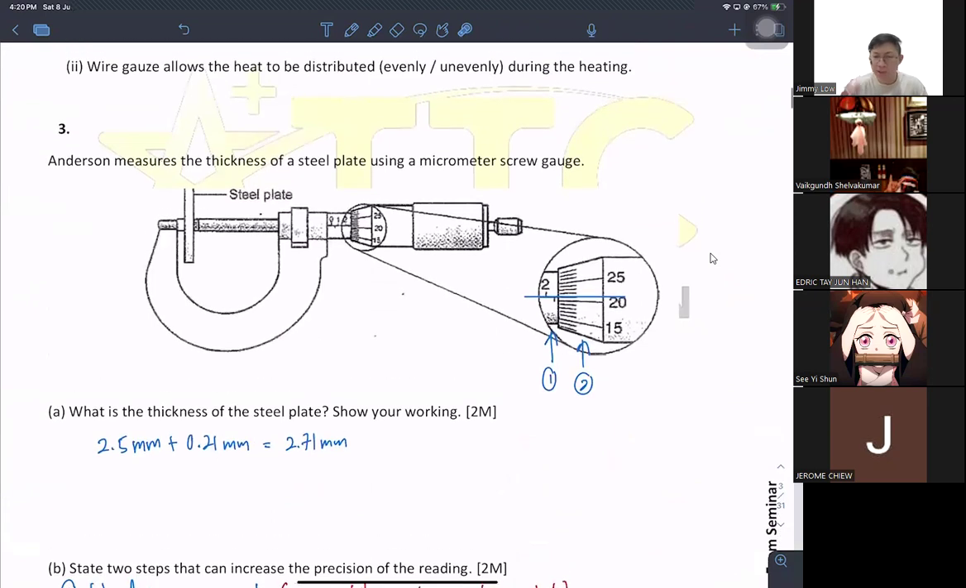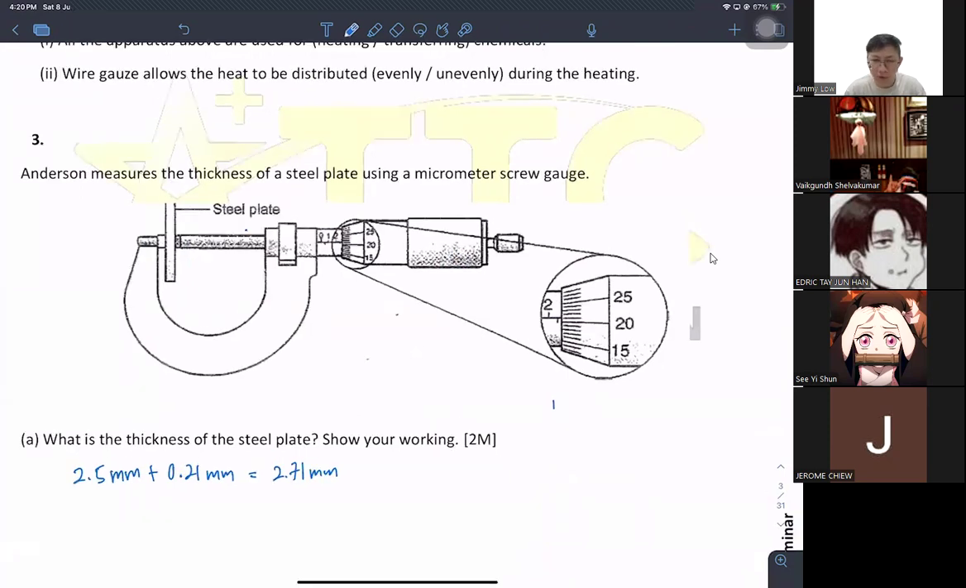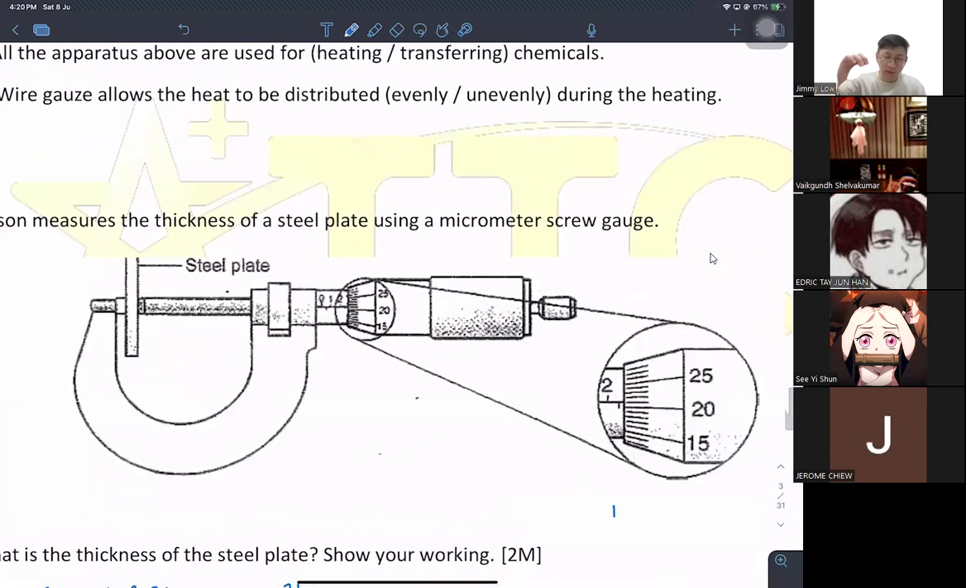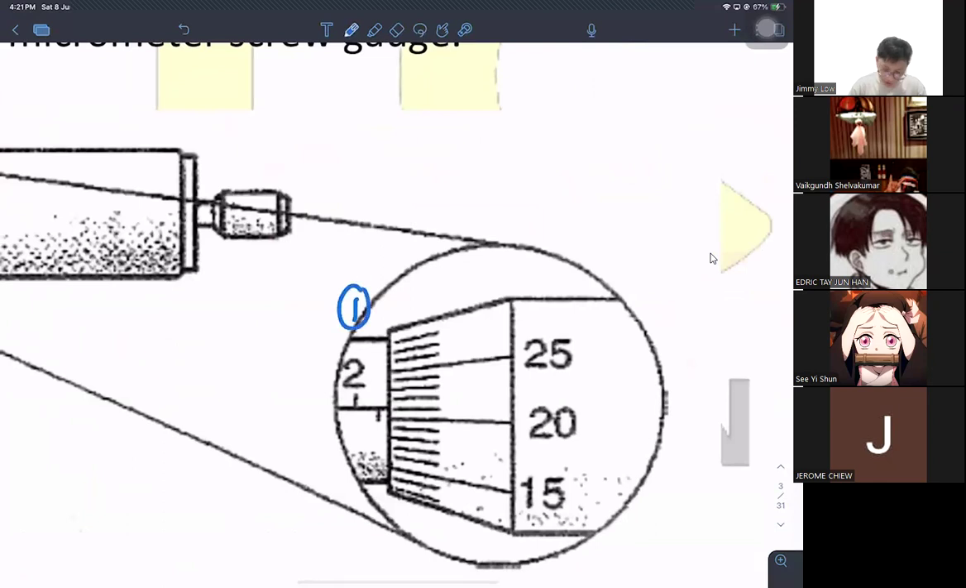Okay, question 3. This is what I want to show you. How are you going to calculate this thing? This is what is so-called a micrometer screw gauge. If you want to indicate the thickness, basically you are going to spin this part. Once you can't turn it anymore, then you start to get the reading. So 2 steps here. The first step will be the big ruler. The second step will be the small ruler. For the big ruler, you take the readings from here. This is the big ruler.